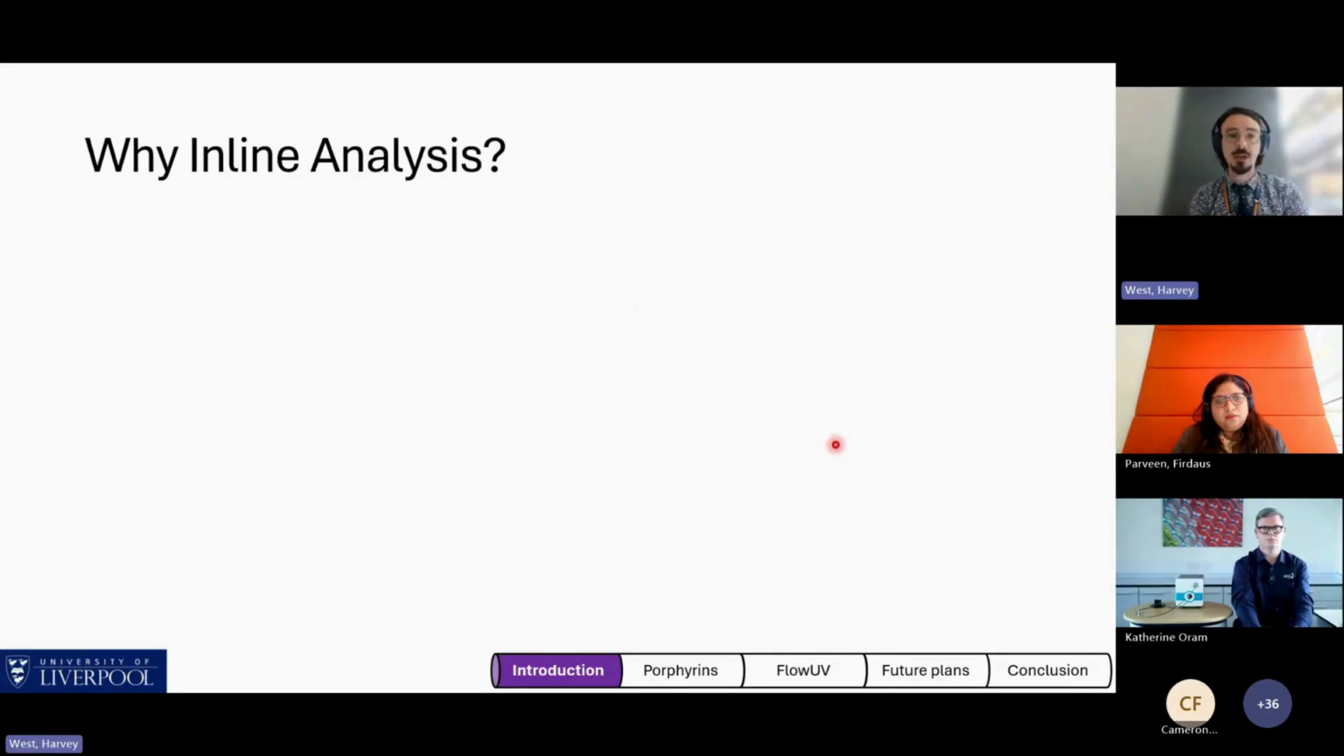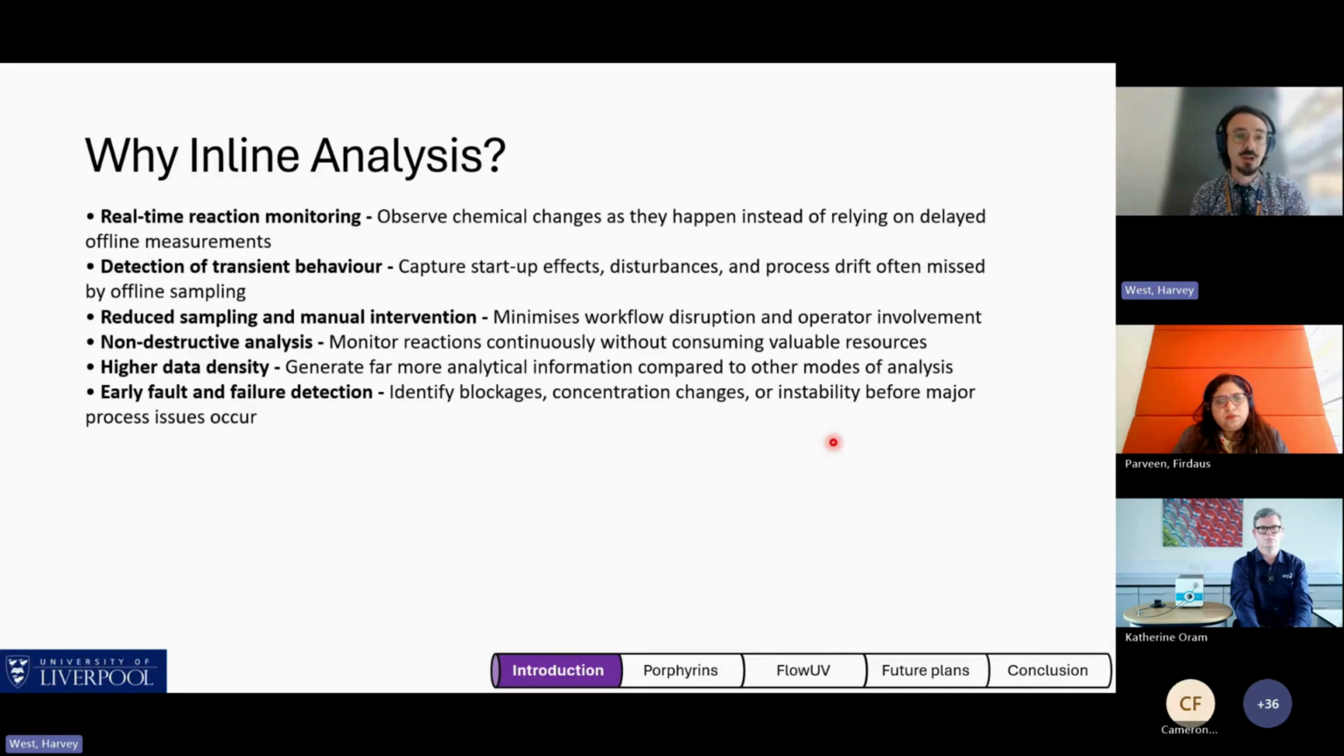So why exactly do we like to use inline analysis as flow chemists, and why do I prefer to use inline analysis? We've got access to real-time reaction monitoring, and we can also detect our transient behavior, as I mentioned previously, capturing startup effects and transitioning from one set of reactor conditions to the next set. We're able to reduce our sampling and our manual intervention processes, which greatly accelerates our workflows in a lot of cases.